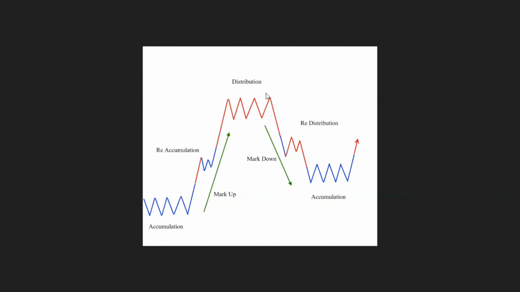After the distribution zone, you get a redistribution zone. The market gets exhausted, holds for a while, and continues its downtrend. And again, an accumulation zone occurs in the market. The same cycle continues again and again. So these are the market phases, explained in simple terms.